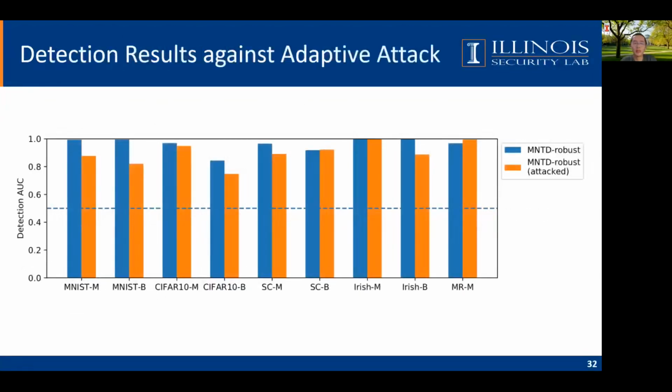Here is the result of the adaptive attack. The blue bars are the robust result before attack, while the orange bars are after the attack. We can see that the attacker can still manage to reduce the chance of being detected, but the margin is smaller now.